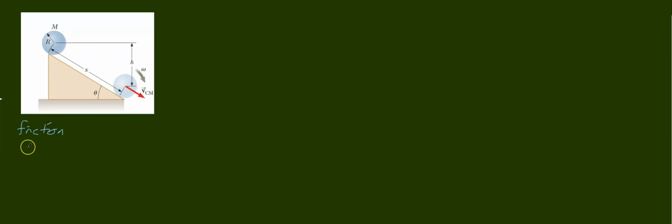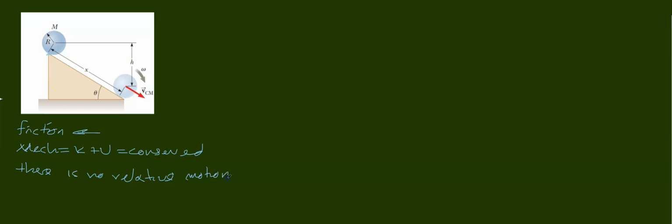Now you will say, what about the mechanical energy? Well, the mechanical energy, which is kinetic plus potential, is conserved even if there is friction. How can this be? I'm telling you there is friction and that the mechanical energy is conserved. Remember, friction is non-conservative. So the reason energy is conserved is because there is no relative motion between the particles being acted on by friction. No relative motion.